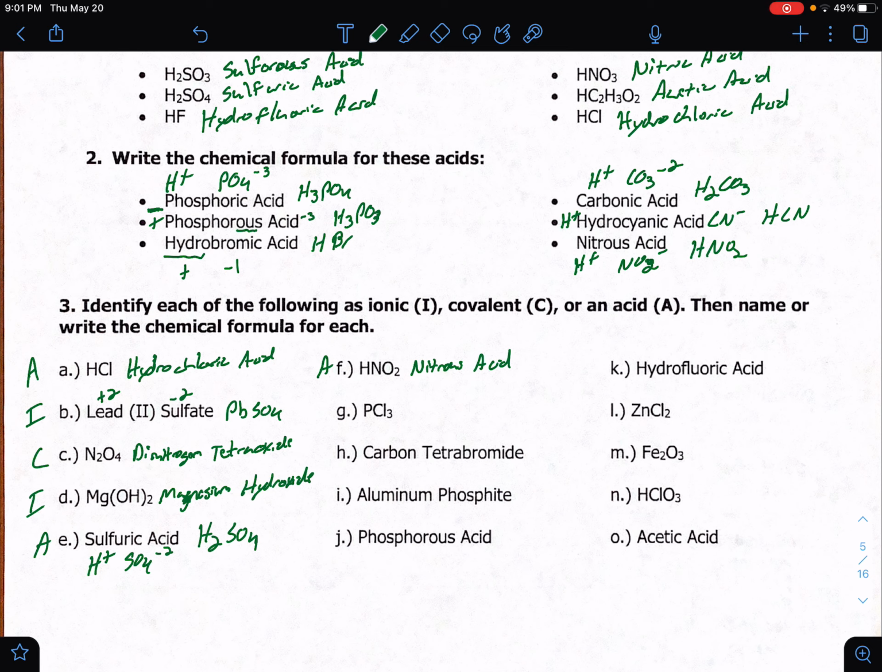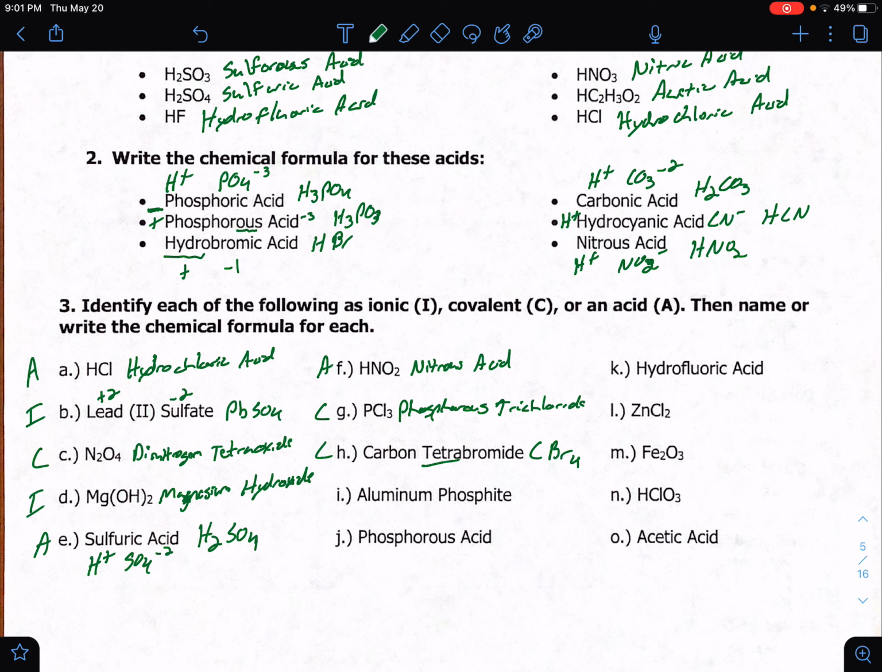Okay, G, PCl3. Both elements are on the right side of the periodic table, so this is covalent. So this would just be phosphorus trichloride. H, carbon tetrabromide. I can see tetra, so there's a prefix, so I know this is going to be covalent. So this would just be C, and then I have 4 bromines, so this would be Br4.